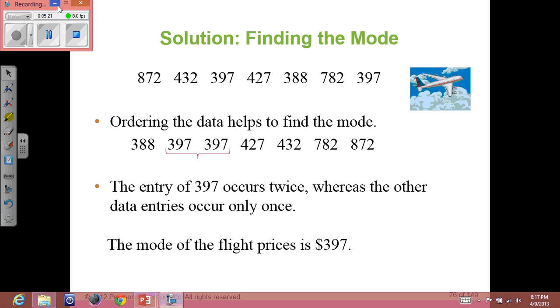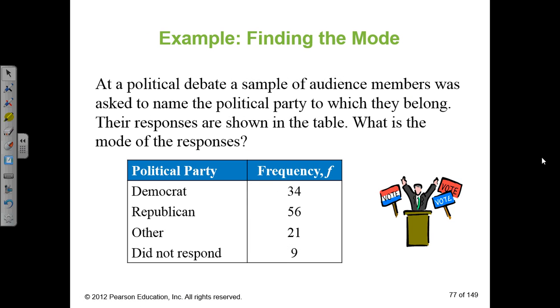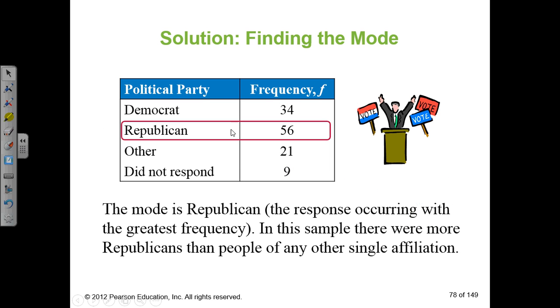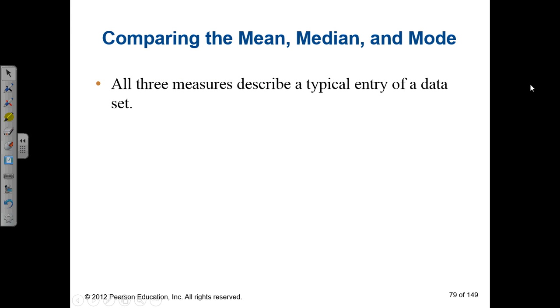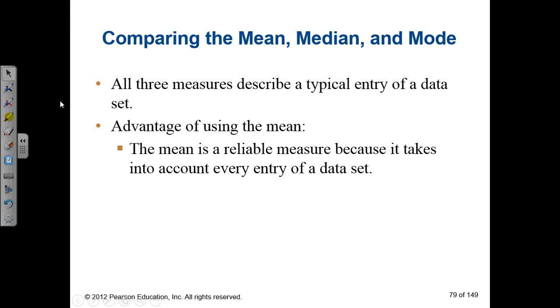Okay, so continuing on, here's an example of a mode using qualitative data. We have political party affiliations. Since Republicans are represented the most, we see that Republican then is our mode. And comparing the mean, the median, and the mode, you are most likely going to be using the mean because it has the advantage of using all of the data values.